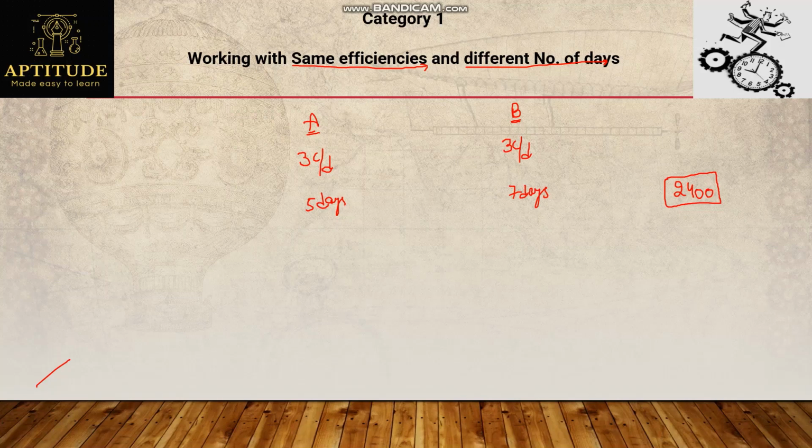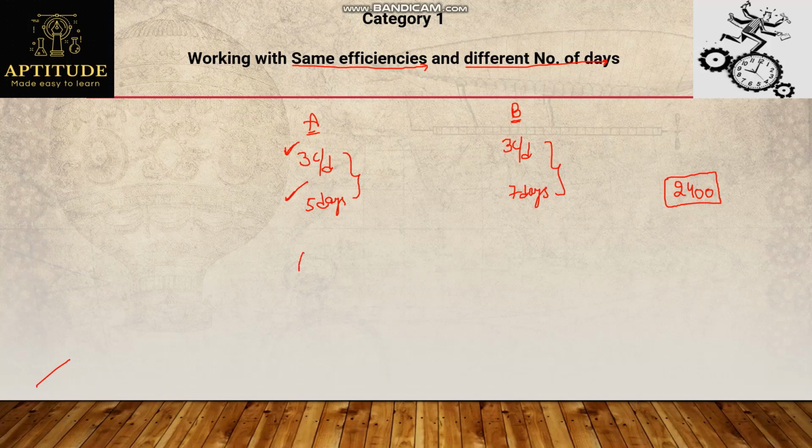That's nothing but the total number of chocolates he is eating. Observe this. He is eating 3 chocolates per day, and he ate chocolates for 5 days. So I need to find out how many chocolates A can eat in these 5 days, and how many chocolates B can eat in these 7 days. I need to find that ratio.